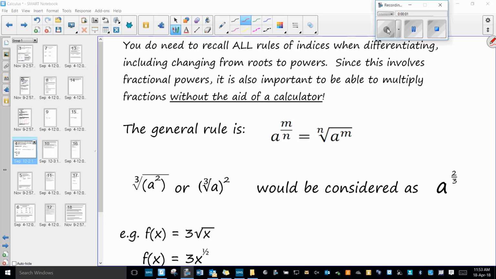So the negative power didn't cause you any issues, which was awesome. But we also have to remember these fractional indices rules. So this is the general rule here. If you have a fraction as your power, remember the top number is your power. Okay, it's more powerful. It's on the top.